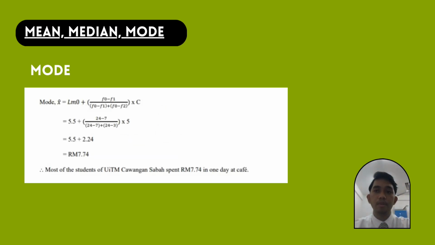Now we have the mode. The answer of our mode is RM 7.74, which means most of the students of UiTM Cawangan Sabah spend RM 7.74 in one day at the cafe.